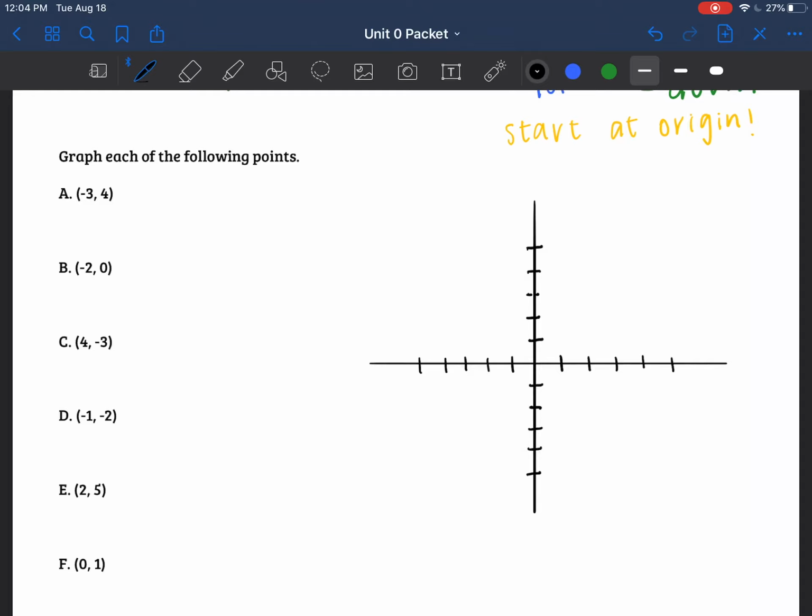If you need to pause here while you finish setting this up, this is a great time to pause your video. Make sure you have your graph set up and then pick back up in just a second. Push play again as we graph these points.